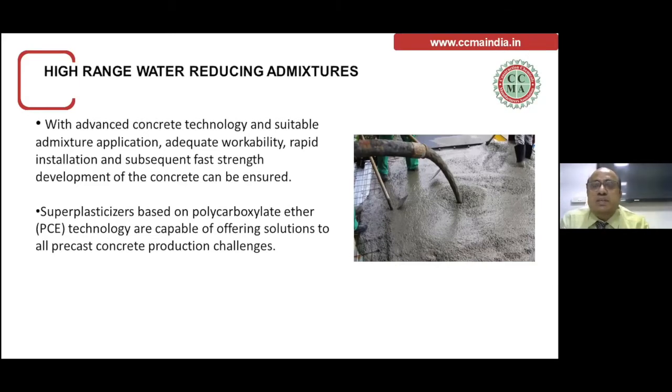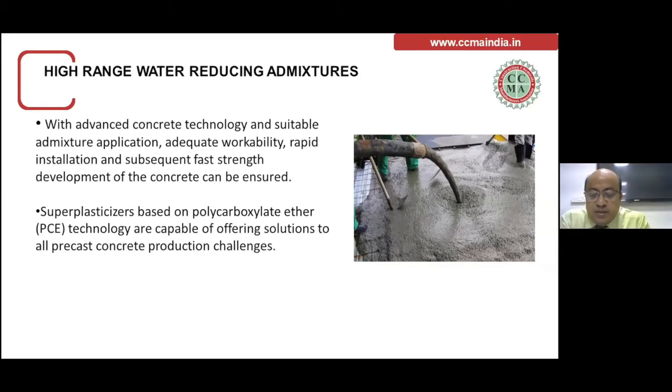So first, structurally, admixtures were enrolled in the year 1962 by ASTM C494, and at that time only 5 types of admixtures were given: A, B, C, D, and E. Type A is the water reducer, type B is the retarding admixture, type C is the accelerating admixture, type D is the water reducing admixture and retarder, and type E is the water reducing and accelerating admixture. These 5 admixtures started in the first ASTM C494 in the year 1962.